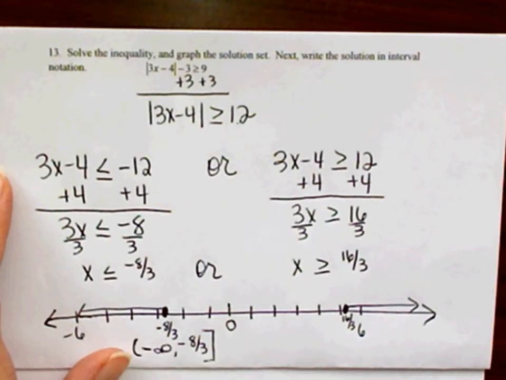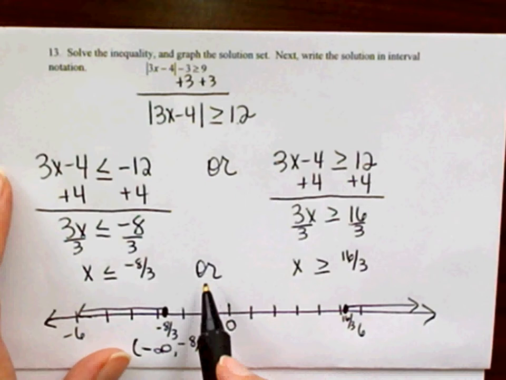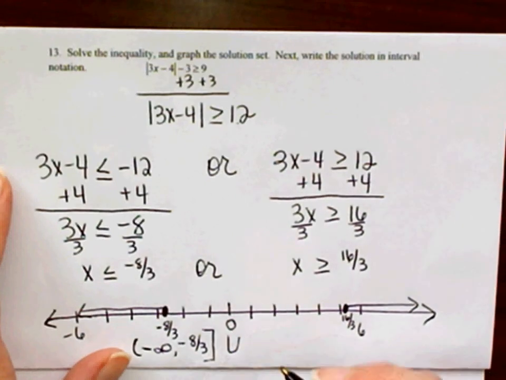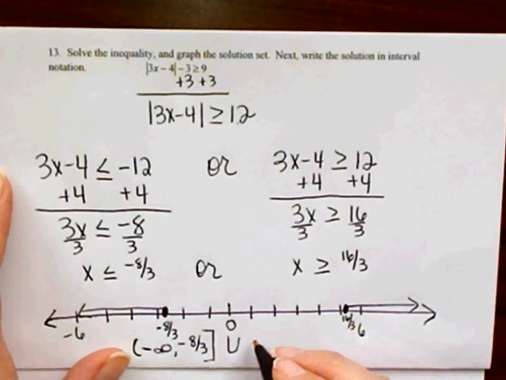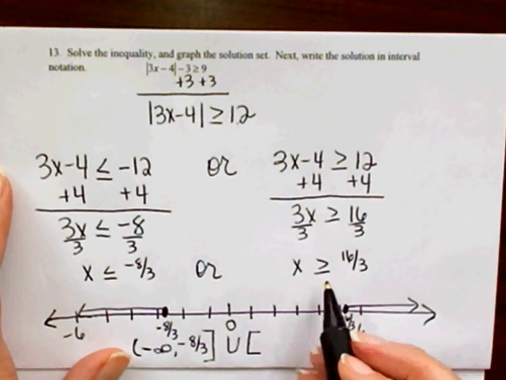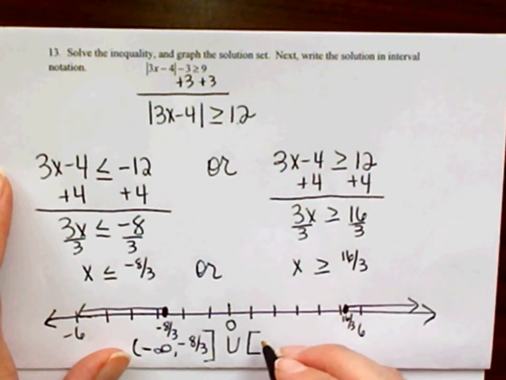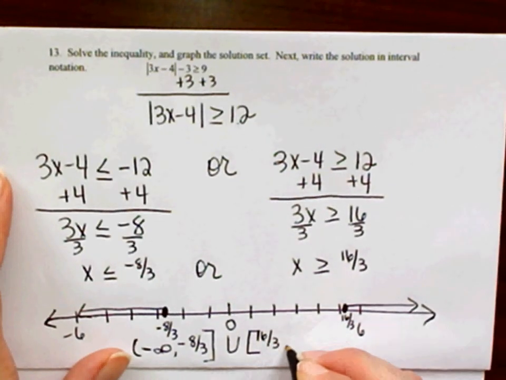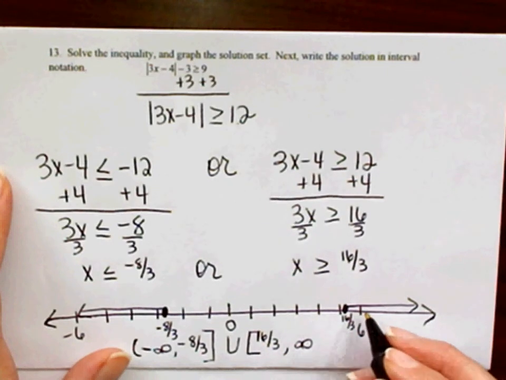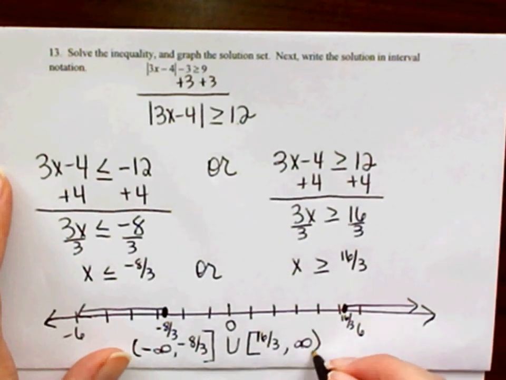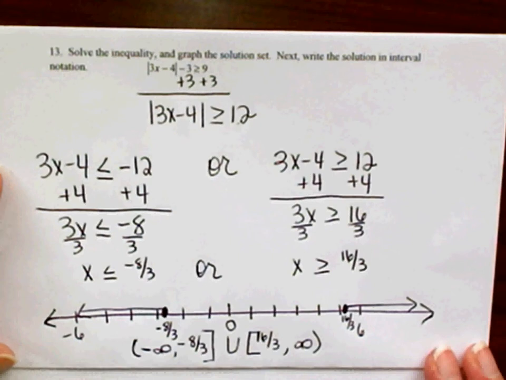We're using symbols instead of the word or, so it's union, a U, bracket. How do we know we're using a bracket? Because of the or equal, 16/3, comma, going to infinity, because it's getting larger. With infinity, you always use parentheses. All right, let me give you a second to look at that.